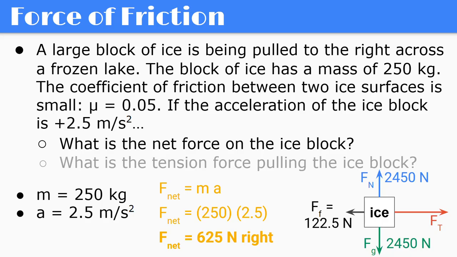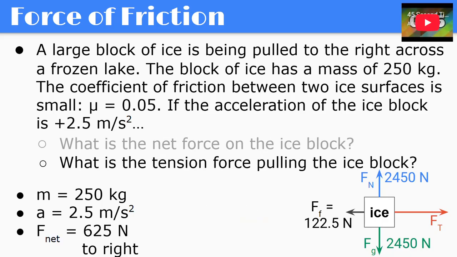That's the first question. The second question says, what is the tension force pulling the ice block? Again, there's not an equation for tension. Don't bother looking, it doesn't exist. Instead, we're going to use the net force we just found and the forces in our diagram. Now, that net force is horizontal because vertically, my net force is 0. So all I'm looking at here are these horizontal forces. If you're trying to solve for net force from your diagram, or if you're trying to find one of your forces from the diagram when you know the net force, this is your basic equation for net force horizontally.